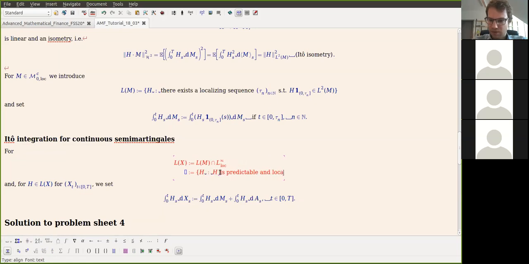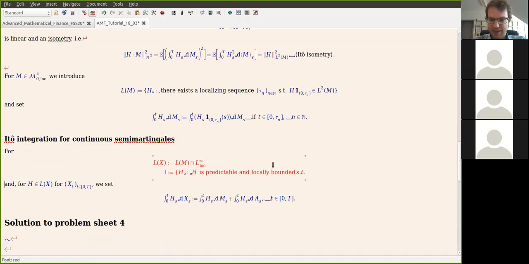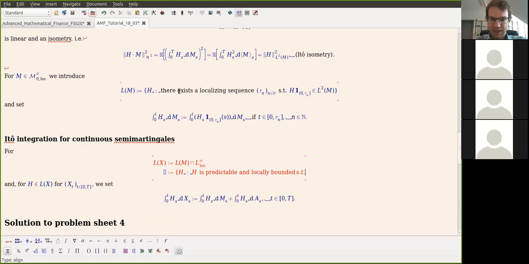Okay, also funktioniert jetzt bei mir übers Handy. Läuft. Super.